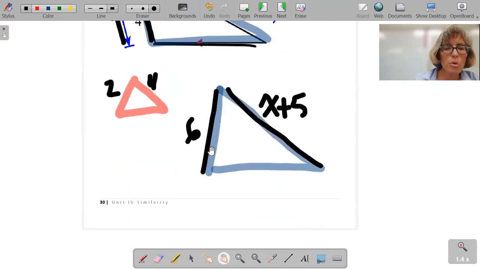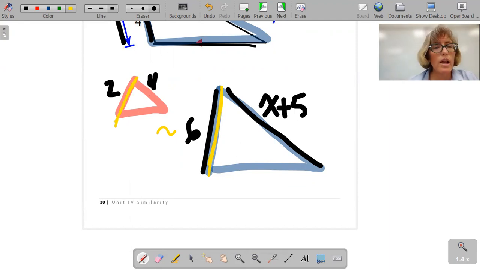Now what's true is because of the parallel lines, these triangles are similar, which means we can find a scale factor. So we take these 2 sides and we're going to reduce and find our scale factor. Cross this out, cross this out. This is a 1-to-3 ratio.